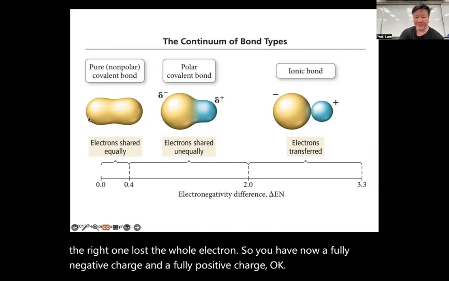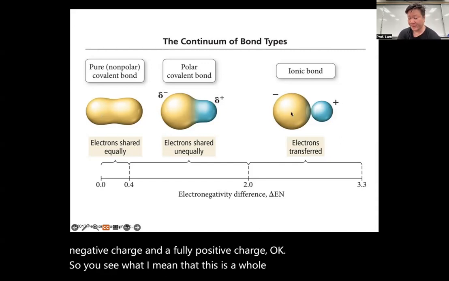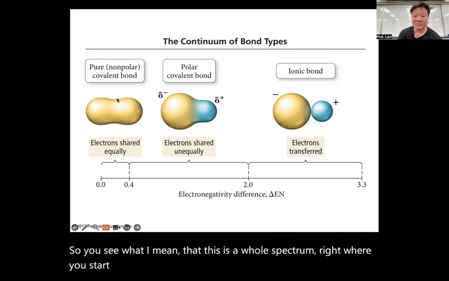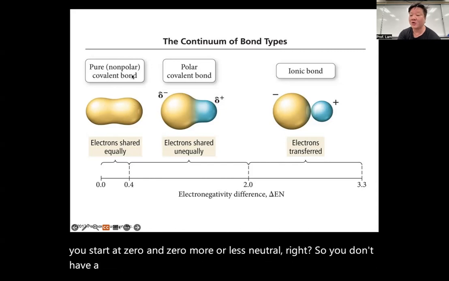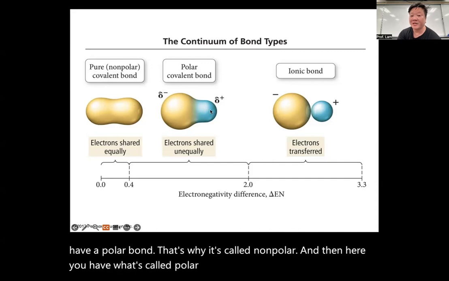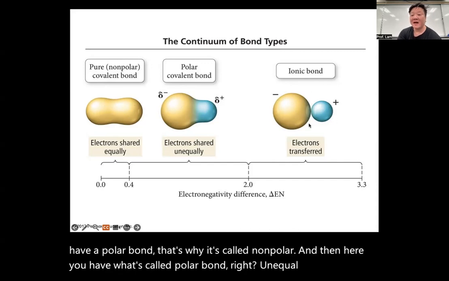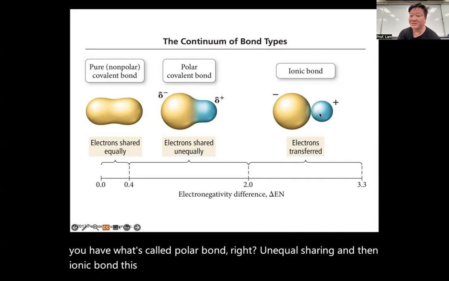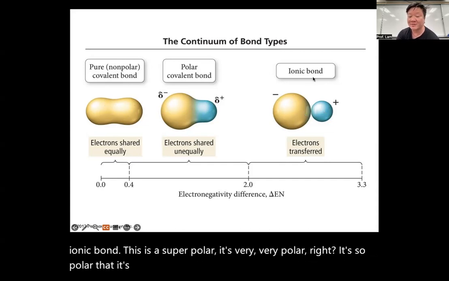So you see what I mean, that this is a whole spectrum. You start at 0 and 0, more or less neutral, so you don't have a polar bond. That's why it's called nonpolar. Then here you have what's called a polar bond, unequal sharing. And then an ionic bond. This is super polar. It's very, very polar. It's so polar that it's called ionic. So that's how it works.